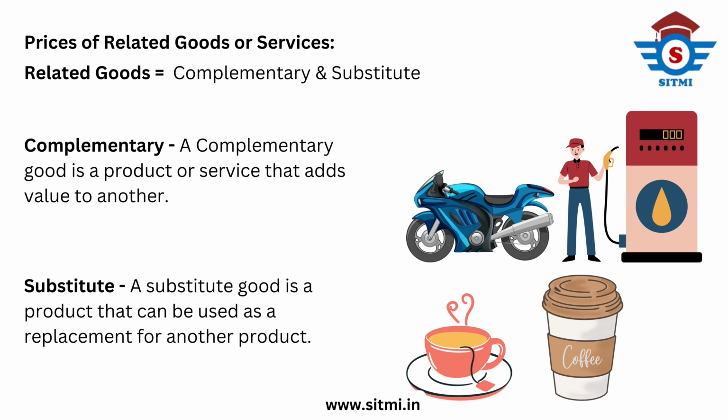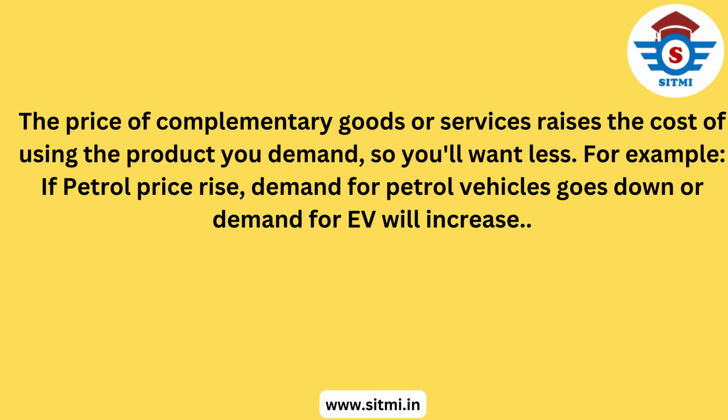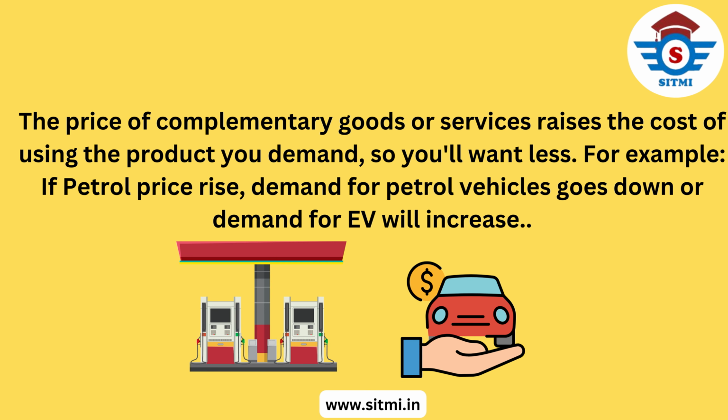Now this third factor is talking about how the price of related goods or services has an impact on the demand of the product. For complementary goods, if your product's complementary goods cost is increasing, then you will reduce your usage of that product. For example, if the price of petrol increases, then the demand for petrol vehicles will go down. In that way, the demand for electric vehicles or diesel vehicles might increase. So simply, when the price of complementary goods increases, the demand for your original product goes down.